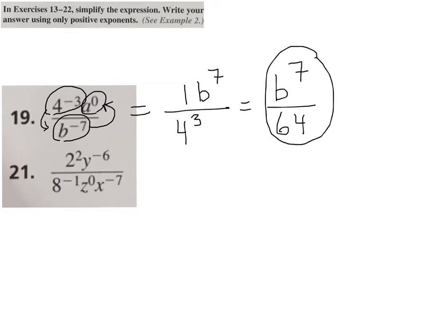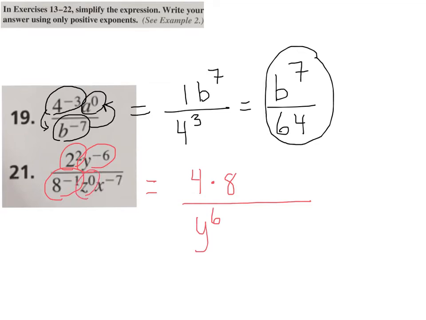Let's look at 21. Okay, 21 is not too bad. 2 squared is 4. All right. And this y to the negative 6 needs to be moved to the bottom so that it'll be y to the positive 6. And this 8 to the negative 1 needs to be moved to the top. So I've got times 8 to the first power. And anytime you have something raised to the first power, you just don't write it. So you can see my 8 to the first power. I'm just going to erase that to the first. Anytime you have something to the first power, you don't write it, it's just understood.